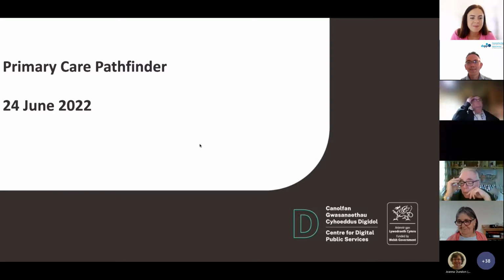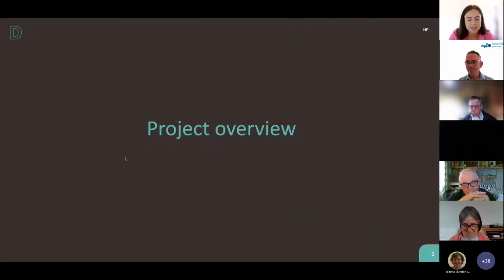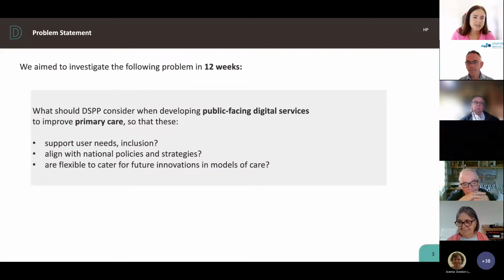So I'm here today to talk to you a little bit about the project overall, the story so far, what we found out, and finally what we're now doing and what's happened since the project's finished. So I'll just move on to the first slide. The Centre for Digital Public Services, which is an arm's length body of the Welsh Government, carried out 12 weeks of research into what the DSPP programme should consider when developing public-facing digital services aimed at improving primary care.